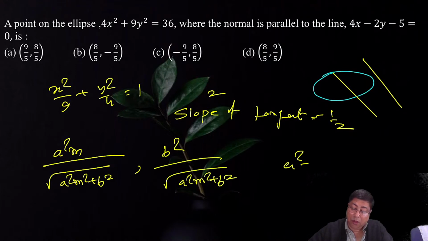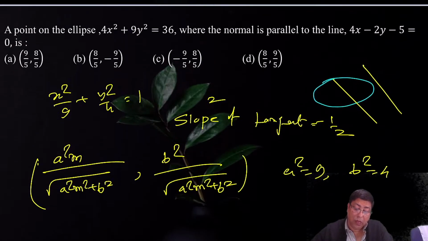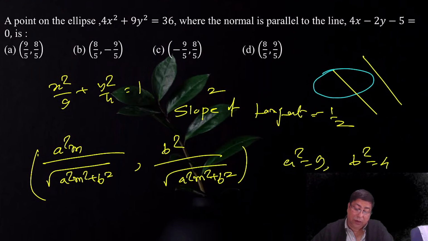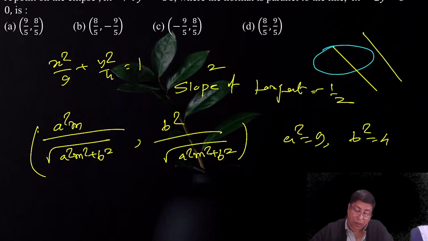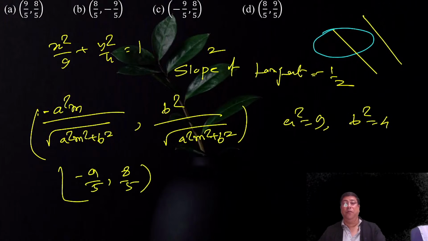So a square equals 9 and b square equals 4. Therefore, what is coming here? It is getting satisfied. Minus a square m by c, plus b square by c. If we put the values, we are getting the point minus 9 by 5 comma 8 by 5. If we calculate, we are getting this. Next sum.